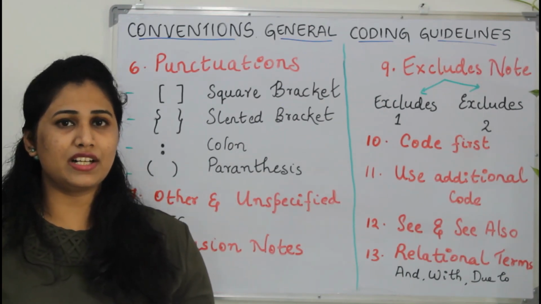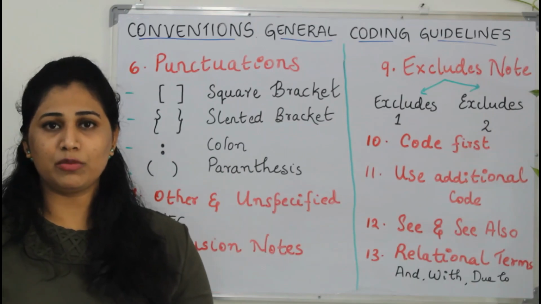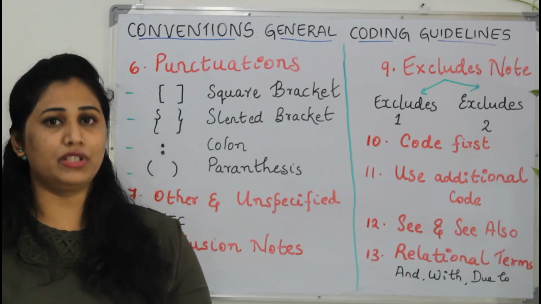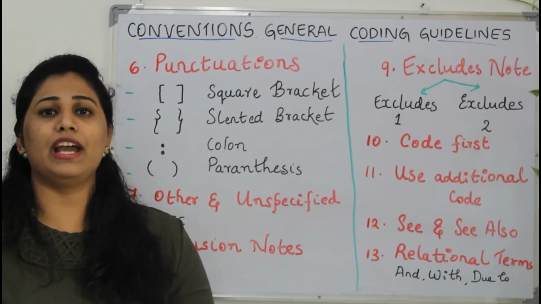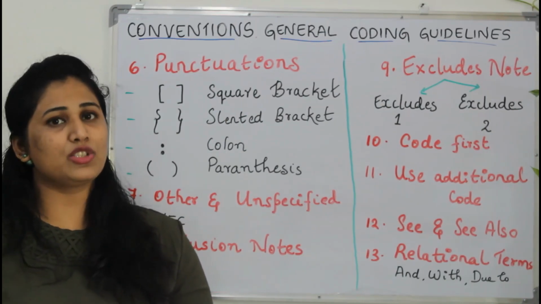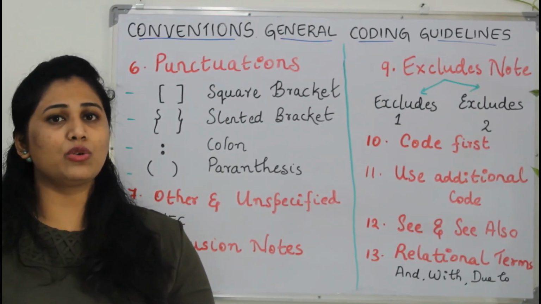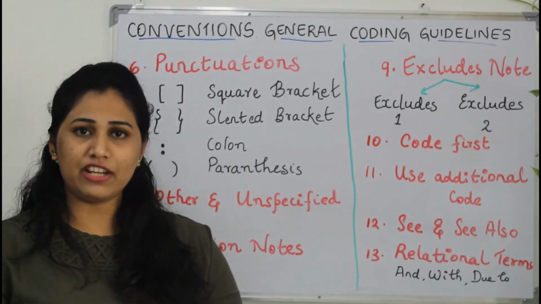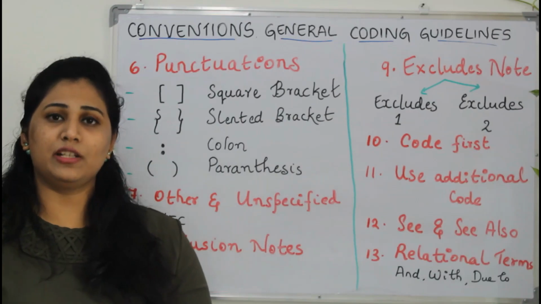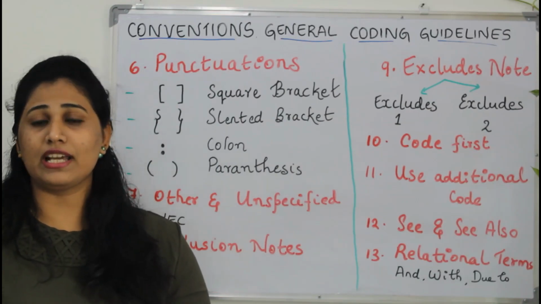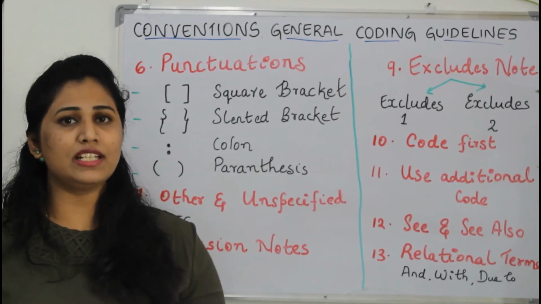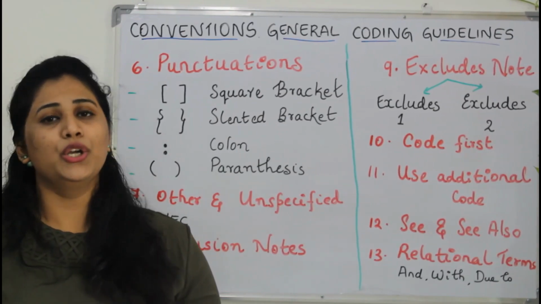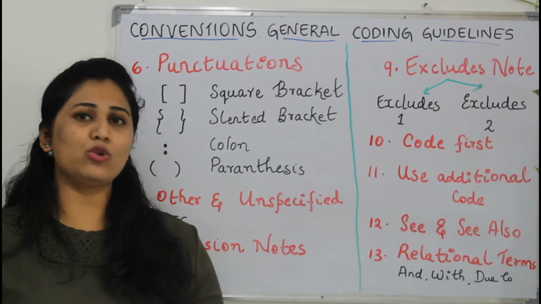What is congenital condition? Congenital condition is nothing but which is occurred by birth. At the time of birth itself, we have that particular condition, and so that is the only reason why we can't code that particular condition as acquired. What is acquired? During our lifespan, we get that particular disease. That is called as acquired condition. So, congenital and acquired conditions we can't code together. This is called as excludes 1.